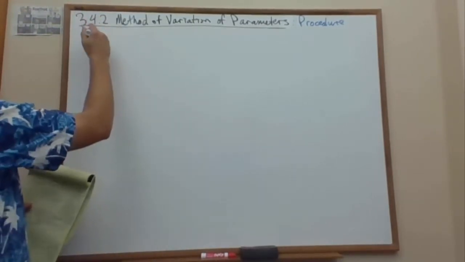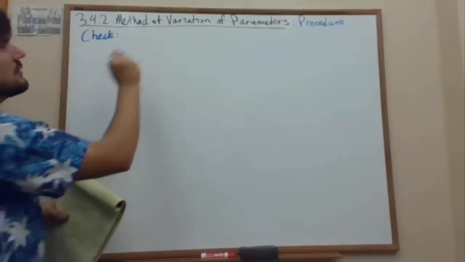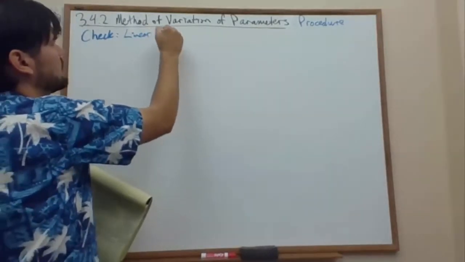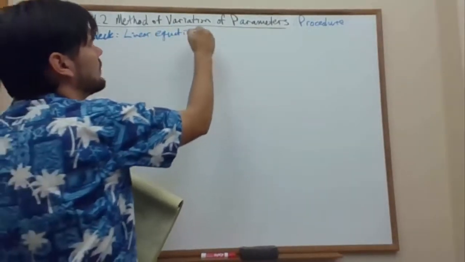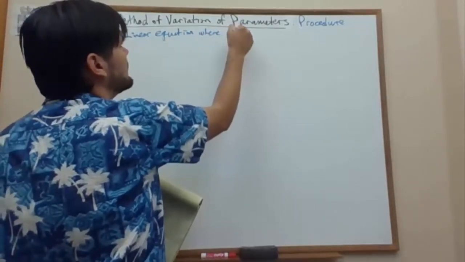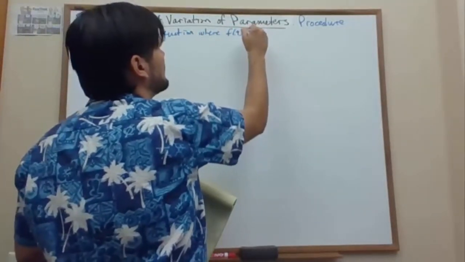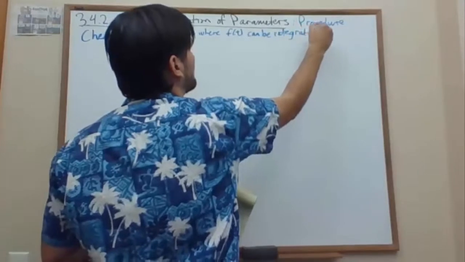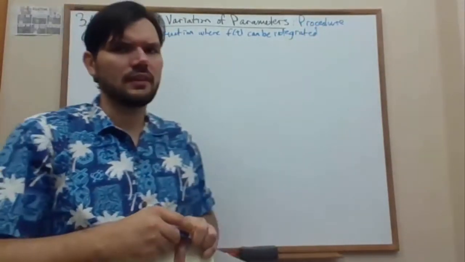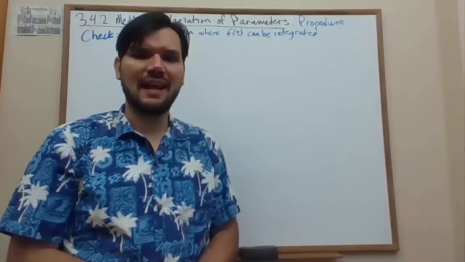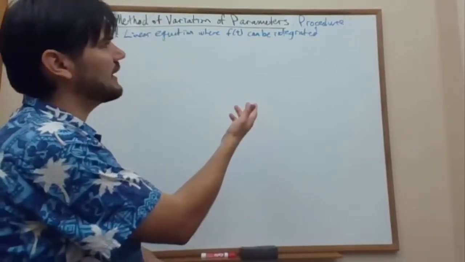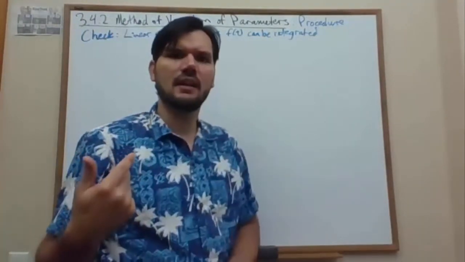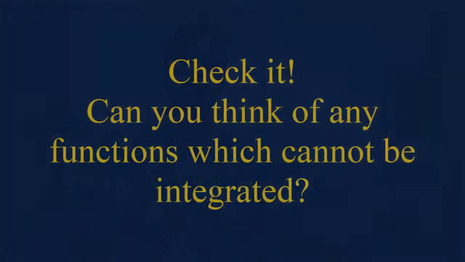Okay, so the method of variation of parameters starts off with your check. That is, you need a linear equation where your f of t can be integrated. With the method of undetermined coefficients, we needed to have a function on the right-hand side which had a finite pattern in its derivatives. In this case, we're looking on the opposite end. Do we have a function we can integrate?